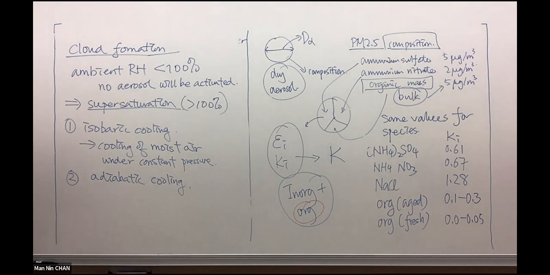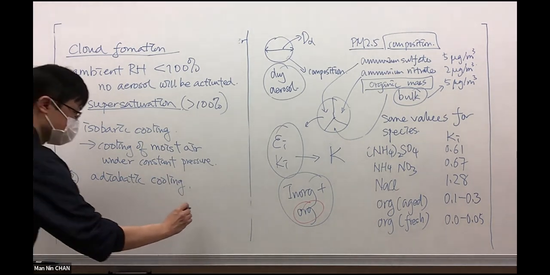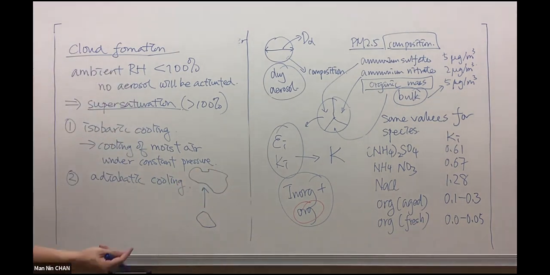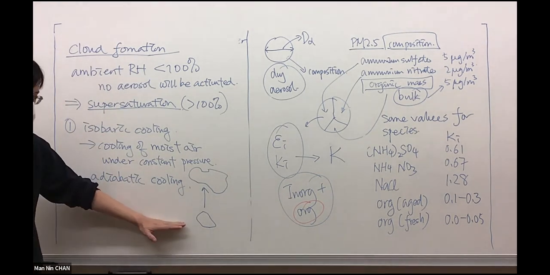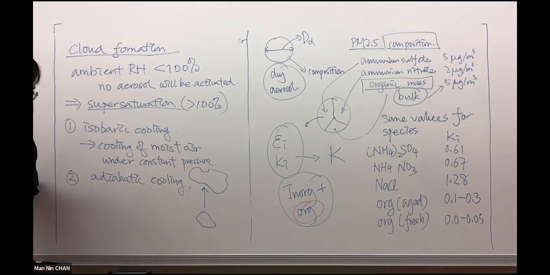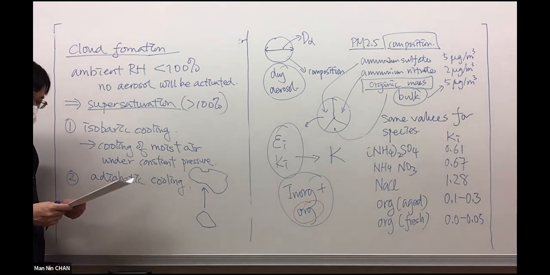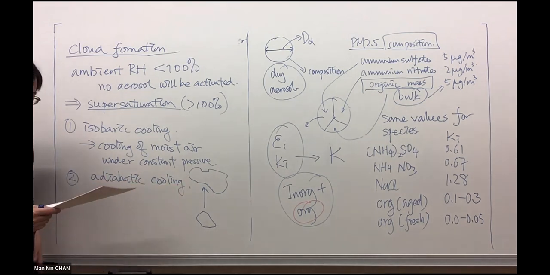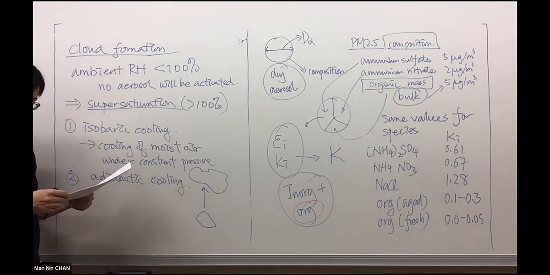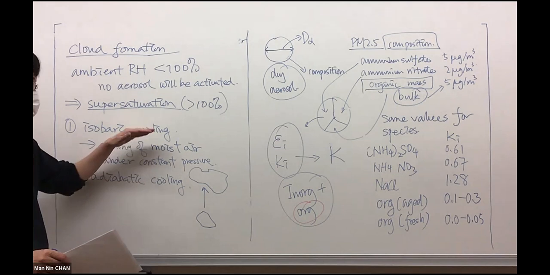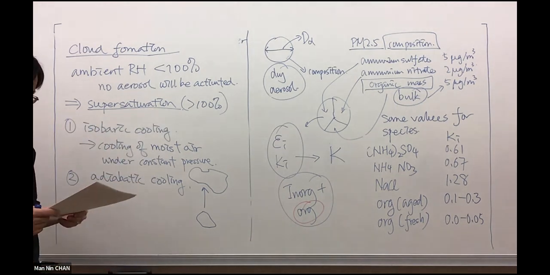Adiabatic cooling. Basically, if you have an air parcel and it rises, then at high altitudes, where the pressure is lower, the air parcel will expand. If it's adiabatic, you assume there's no heat exchange during the expansion, and in that case you get cooling. In this case, you can also create a certain degree of supersaturation.